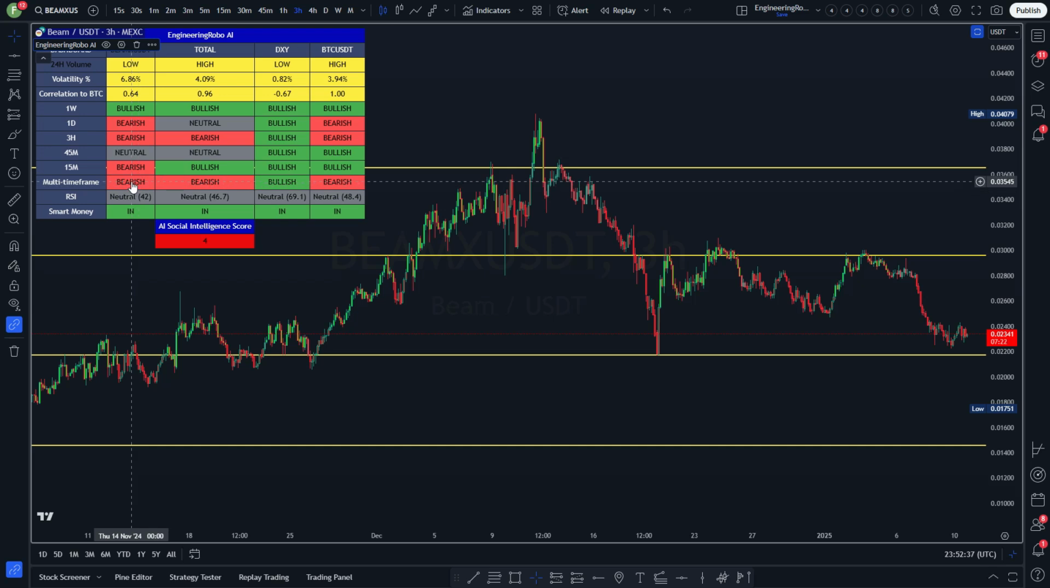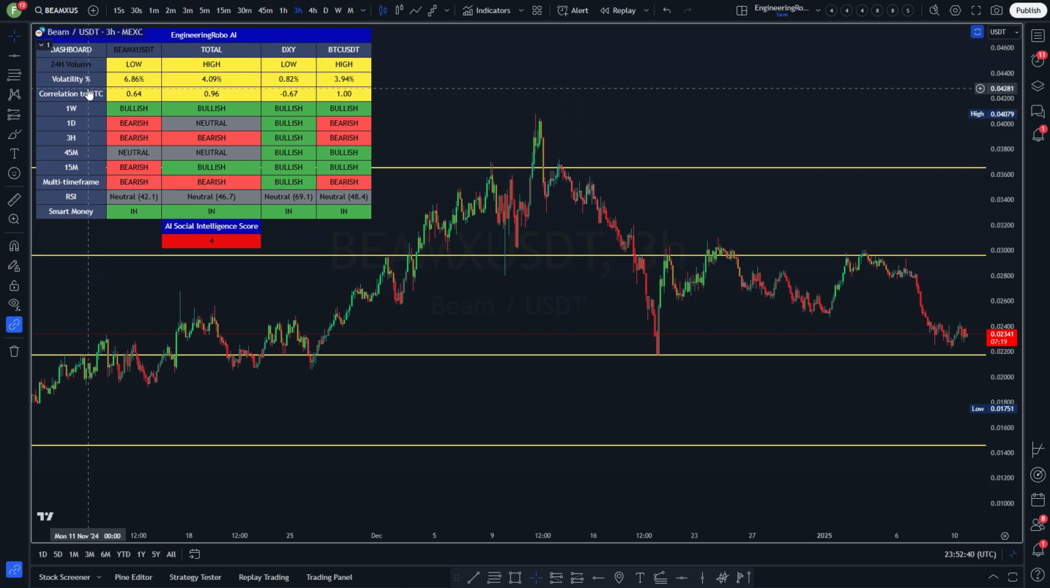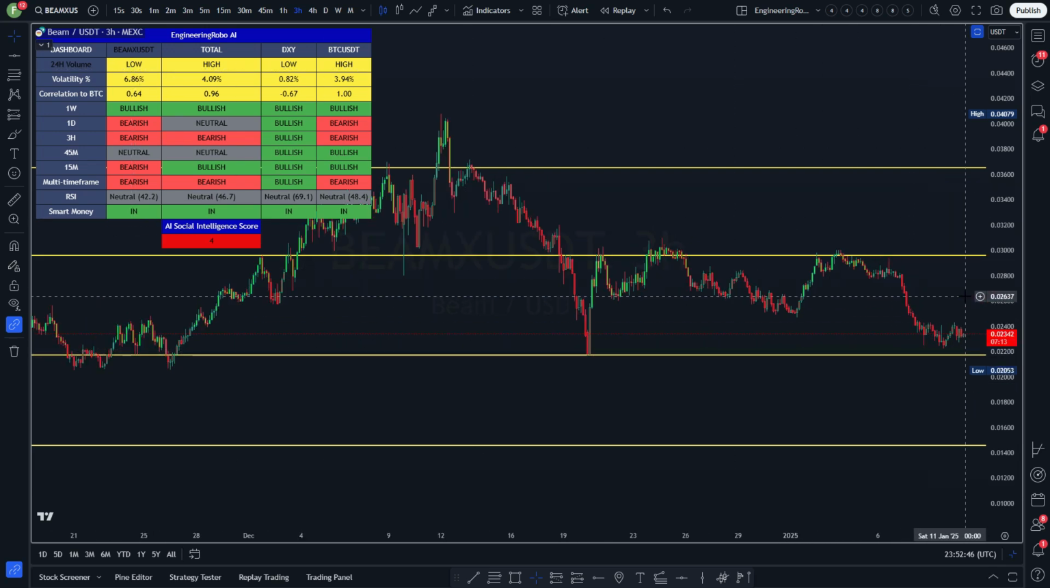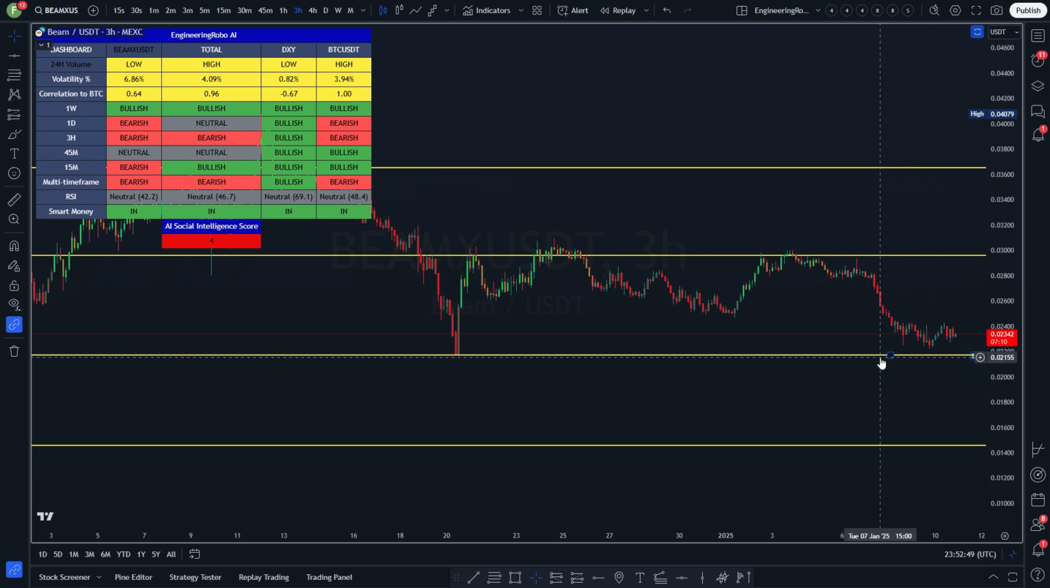Multi-time frame is bearish. What I'm interested in is the volume. Volume is quite low, so we can't really see a momentum upshift right now. So just be cautious about doing anything with this coin, especially with negative sentiment and it being bearish on the 3-hour and the daily. Volatility is low as well. That goes hand in hand with the volume, but the correlation to Bitcoin is 1, or 100%. So whatever Bitcoin's going to do, this being an altcoin, is actually going to drop harder and faster. Something to be conscious about.